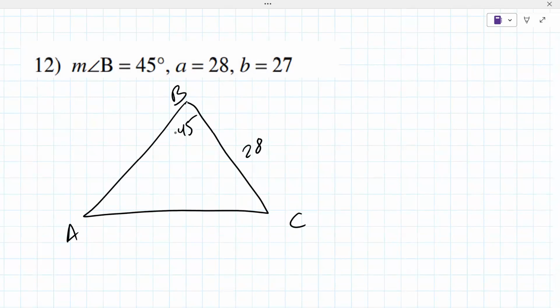45, 28, 27. Okay, could you solve for an angle? Yes. Angle A. Angle A is the first one to solve for. It would be law of sines. Right. Yes. So yeah, go ahead and solve for angle A.